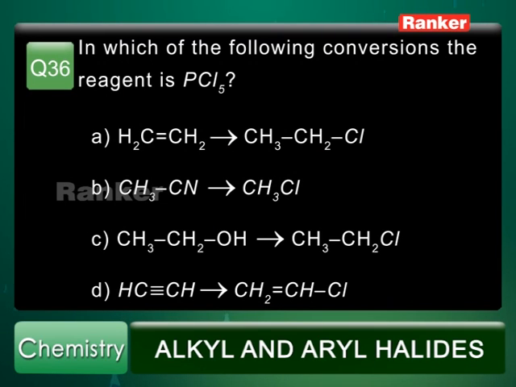Option A is conversion of ethylene to ethyl chloride, that actually needs HCl. Option B, methyl cyanide to methyl chloride. Option C, ethanol to ethyl chloride. Option D, acetylene to vinyl chloride.